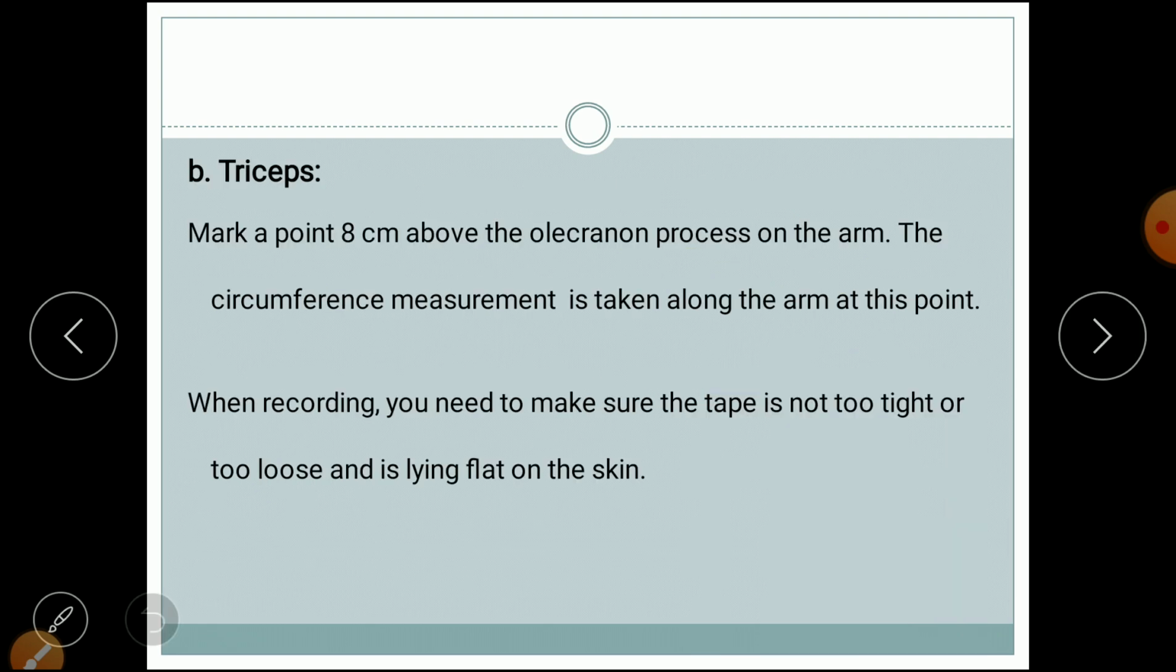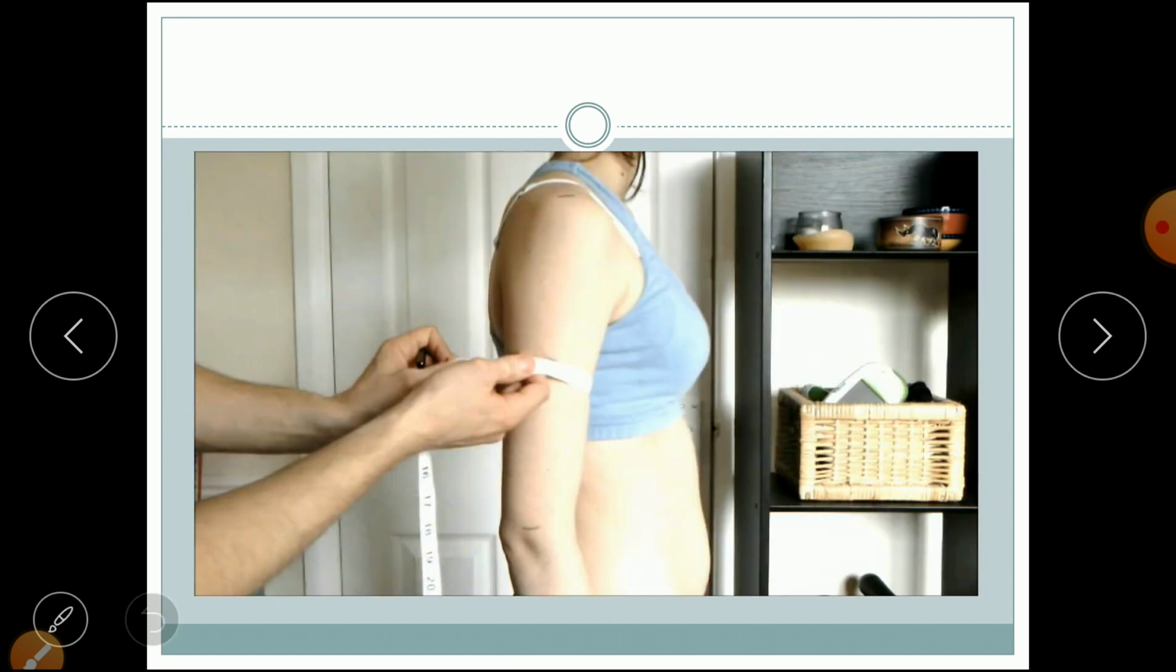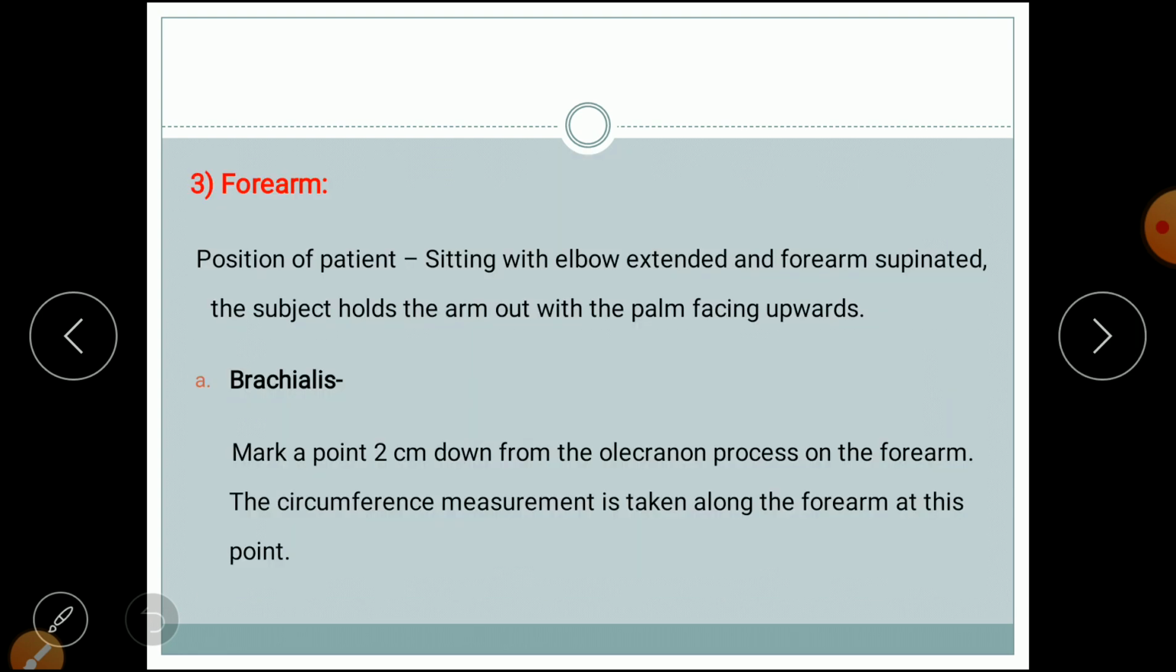Next is the triceps muscle. Mark a point 8 centimeters above the olecranon process of the ulna on the arm. Take that point, and by placing the measuring tape around it, you have to measure the circumference. See, this is the measurement for the triceps muscle.